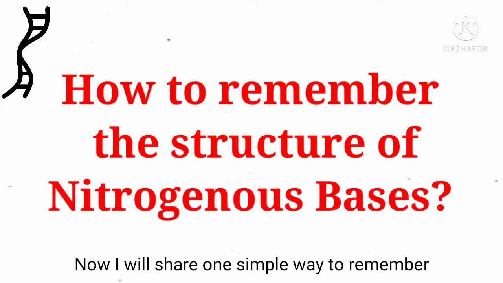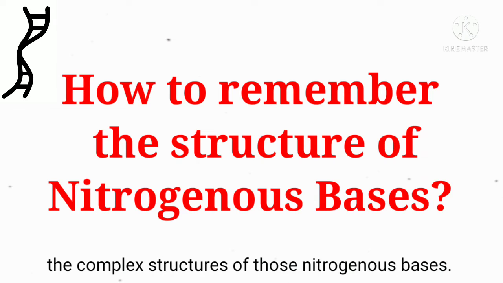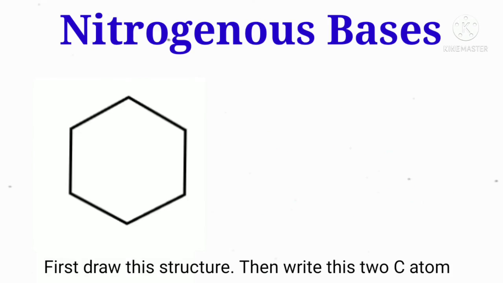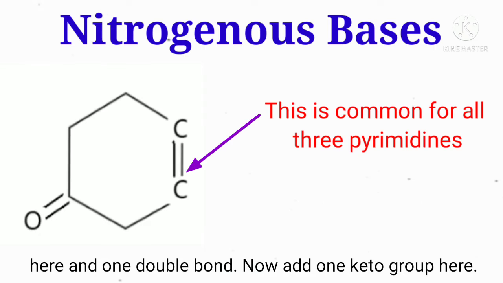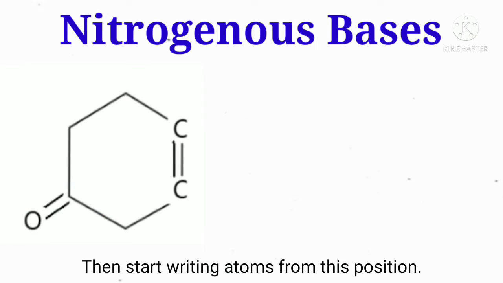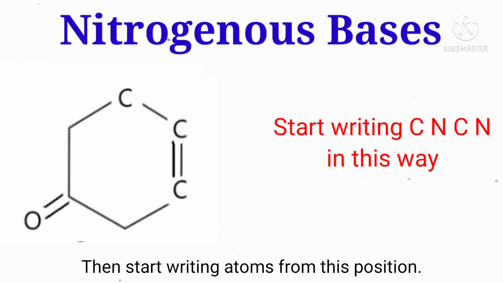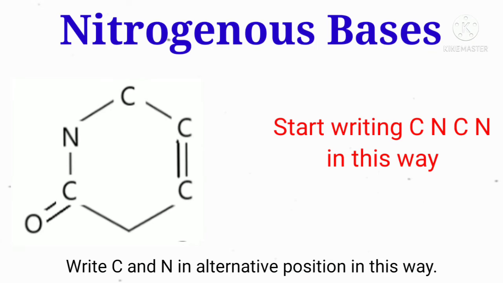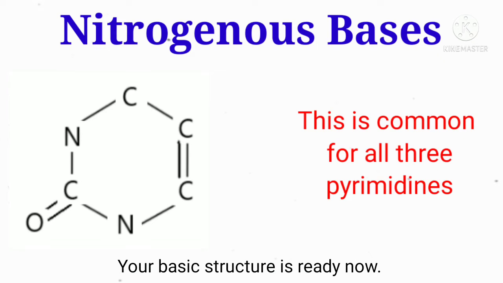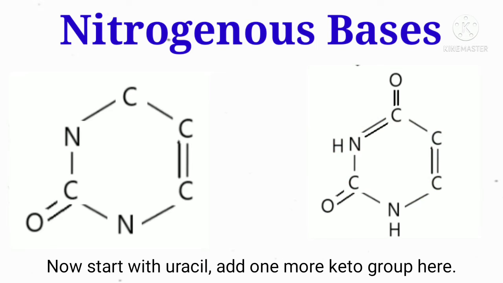Now I will share one simple way to remember the complex structure of those nitrogenous bases. First, draw this structure. Then write these two carbon atoms here and one double bond. Now add one keto group here. Then start writing atoms from this position. Write carbon and nitrogen in alternate positions in this way. Your basic structure is ready now.